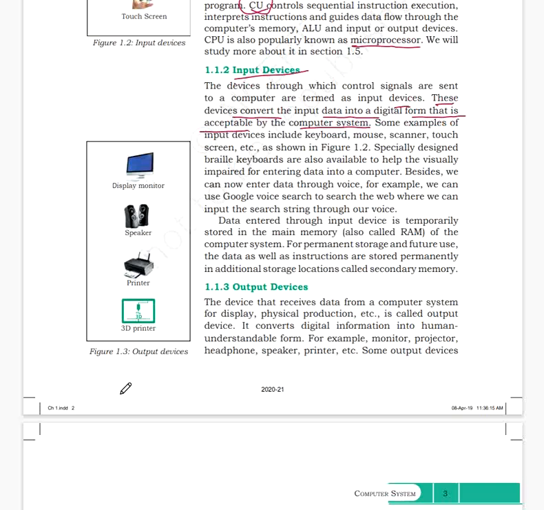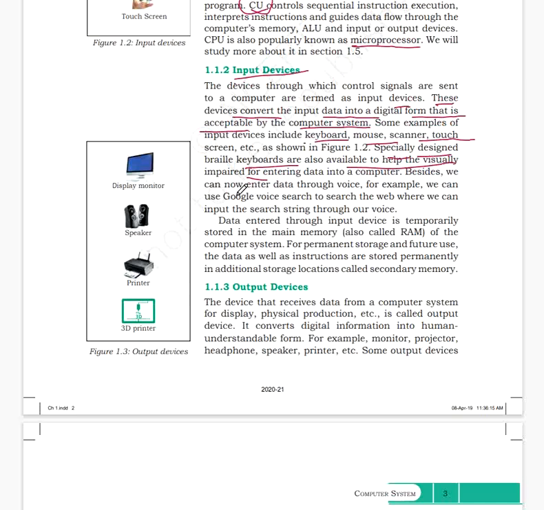In the same way, other input devices also work. They take input in a special form and convert it into 0 and 1, that is the computer acceptable form. Some examples of input devices are keyboard, mouse, scanner, touch screen, which we know very well, and some specially designed Braille keyboards are available to help the visually impaired enter data into the computer.